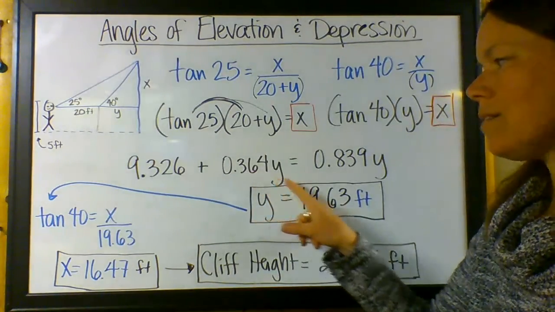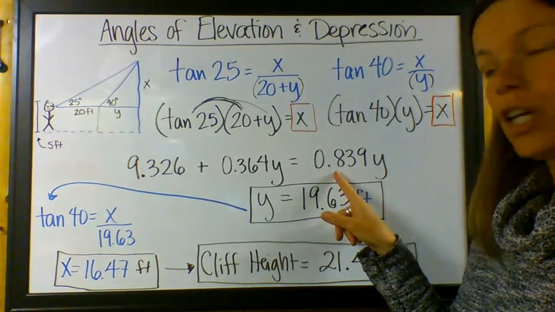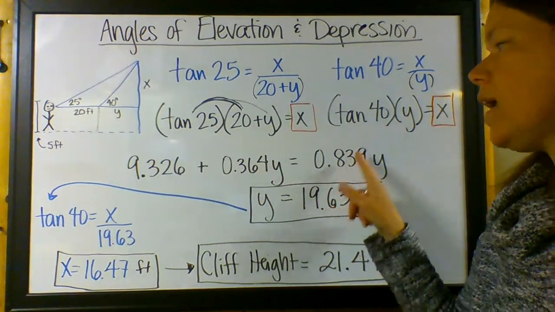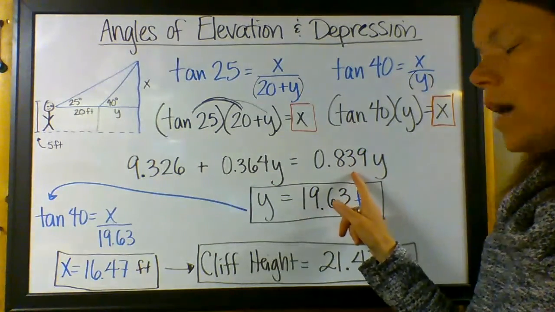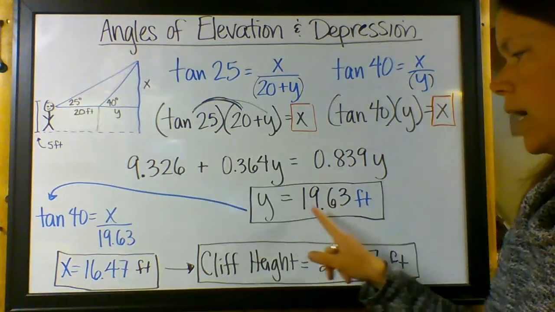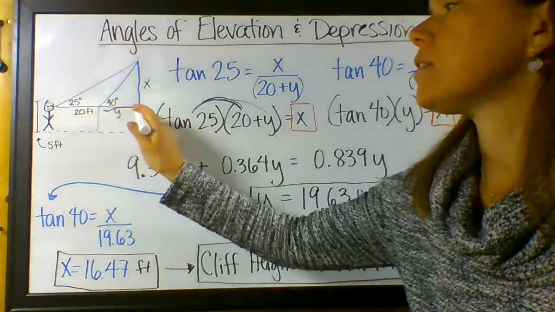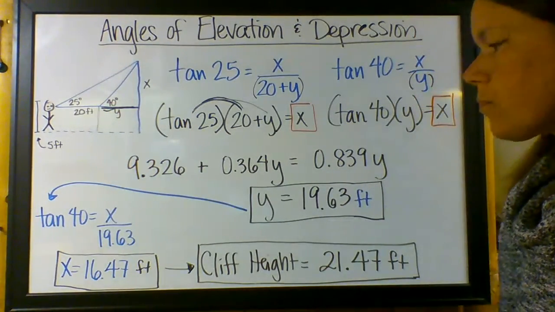So I'd subtract this y from this side to get over here, right? Subtract 0.364 y from both sides, and then divide by that coefficient. So 9.326 divided by whatever this coefficient is, and I got 19.63 feet. So that's telling me that this right here was almost 20 feet, all right?